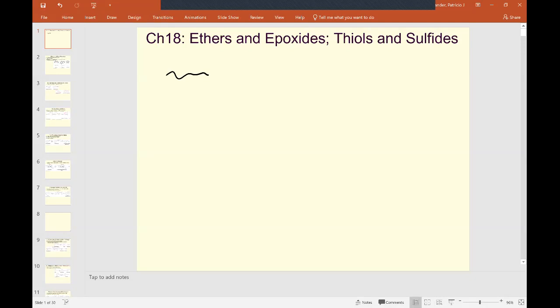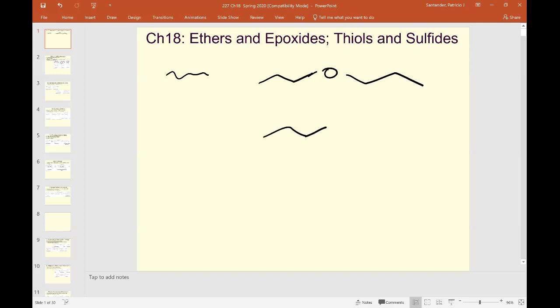Ethers and epoxides. In the early chapters of this semester, we learned that an ether is any structure where you have an alkyl group and you have an oxygen, and then you have another alkyl group, or you can have an alkyl group from one side and an aryl group from the other side. Anything goes. And so all those will be ethers.